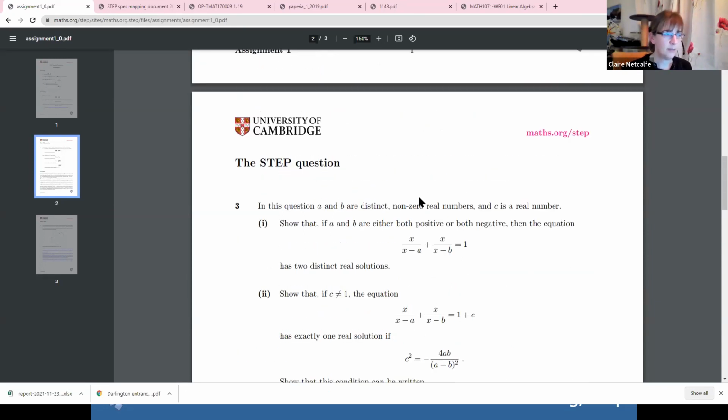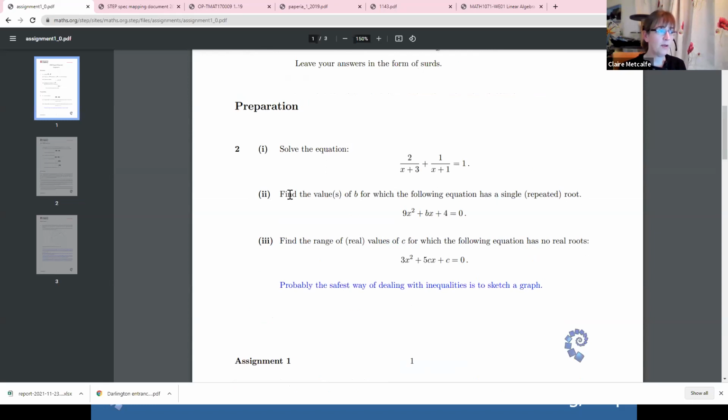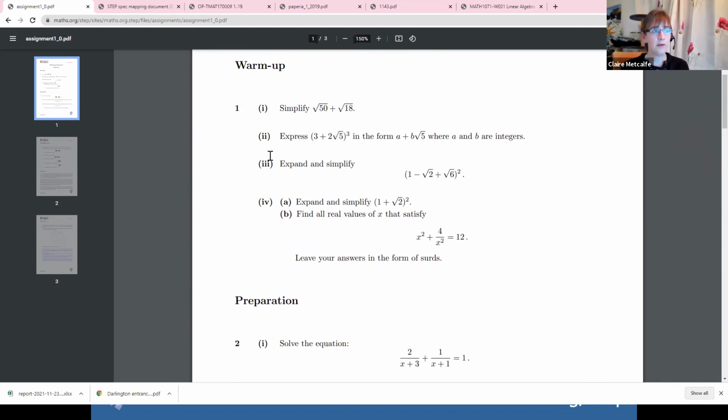So the way the step assignment is built up is it actually starts with a bit of preparation where you're practicing these algebraic fractions, you're talking about the discriminant, and then there's also a bit of an inequality at the end. But those are practicing the skills that you need to do the question. The warm-up is just meant to be a bit of maths that people have met before, but just to get them going. But some of the ideas also can crop up in other step questions.